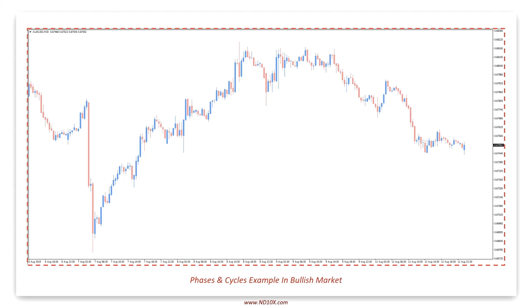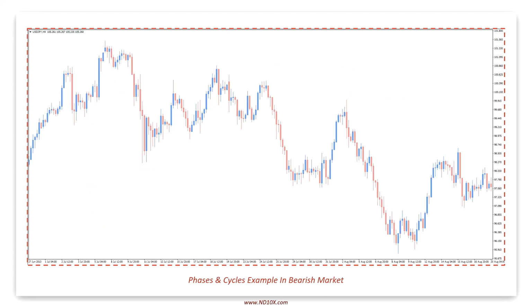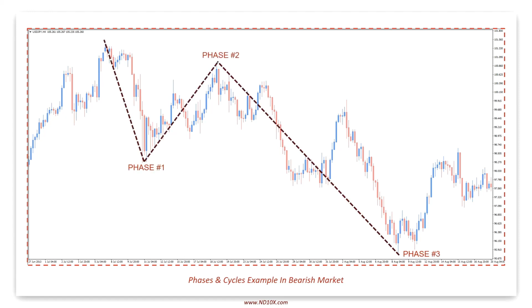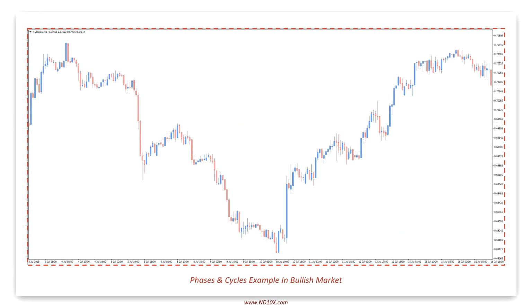Let's see here what we have. It's more or less at the beginning of that bullish move. So we have phase 1, phase 2, phase 3. Let's see another example, dollar-yen. So bearish trend. So starting from the highs. So phase 1, phase 2, phase 3. It's all that you really need to care about.